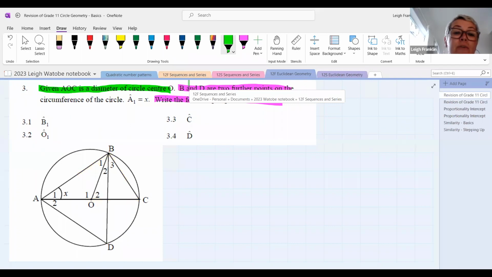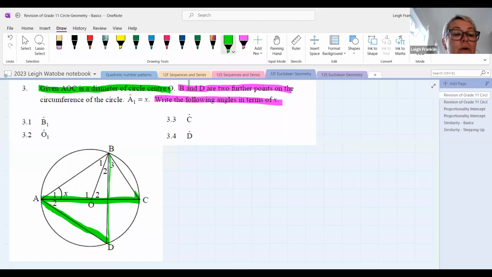Straight away, I don't know about you guys, but I can see a bow tie. There it is, over there. Because we can see the bow tie, it means we've got angles in the same segment. So that means that angle B3 and angle A2 are equal. And it also means that angle D and angle C are going to be equal to one another.